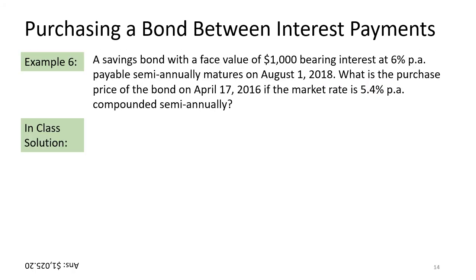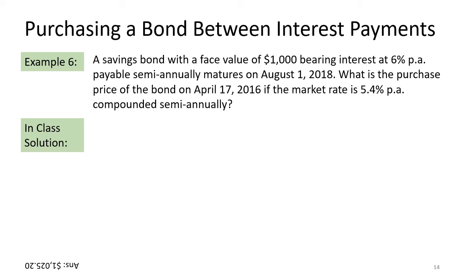A savings bond with a face value of $1,000 bearing interest at 6% per annum payable semi-annually matures on August 1st, 2018. What is the purchase price of the bond on April 17th, 2016 if the market rate is 5.4% per annum compounded semi-annually?